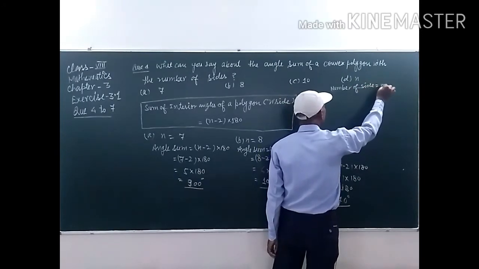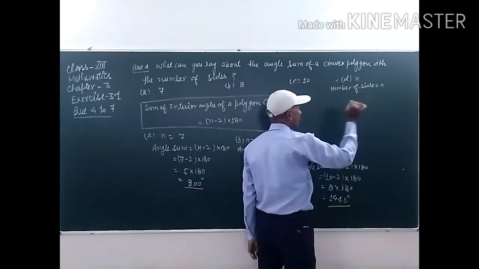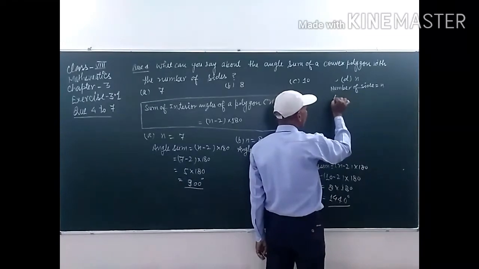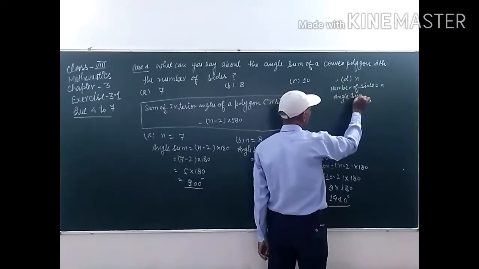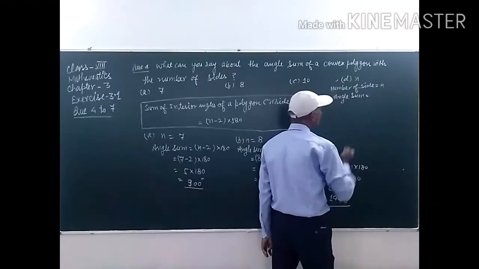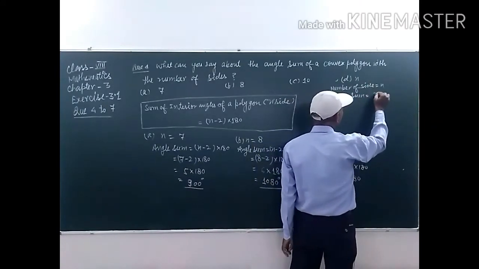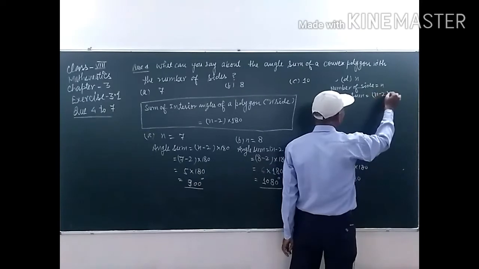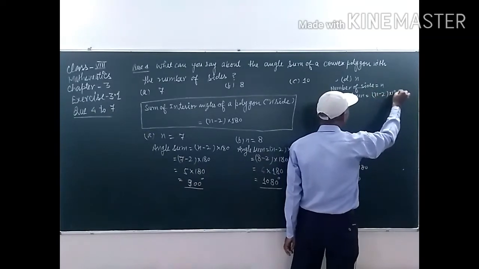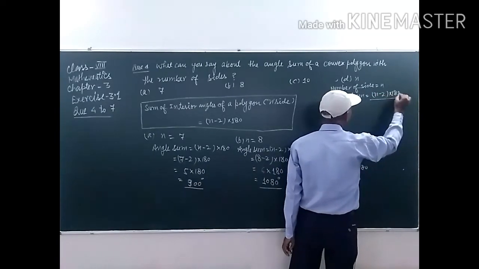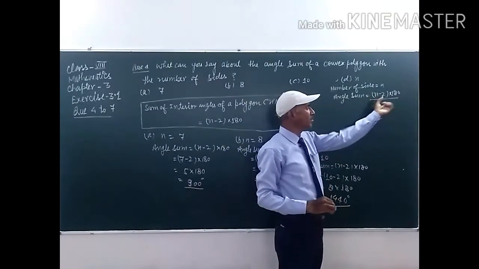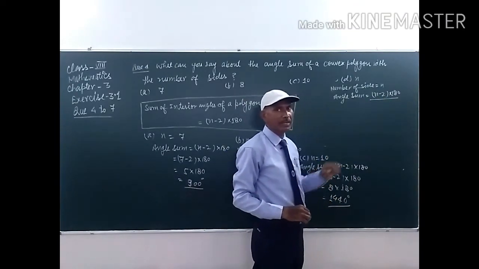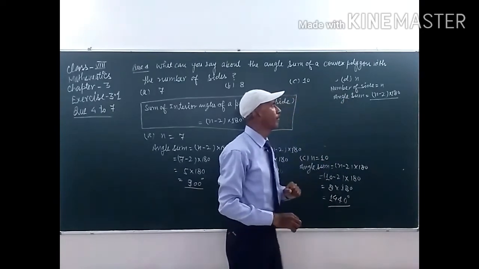Now in part D, the number of sides is equal to n. This is part D, students. And so the angle sum will be n minus 2 into 180. Clear, students? This will be the answer. This is n minus 2 into 180 degrees if the number of sides is n.